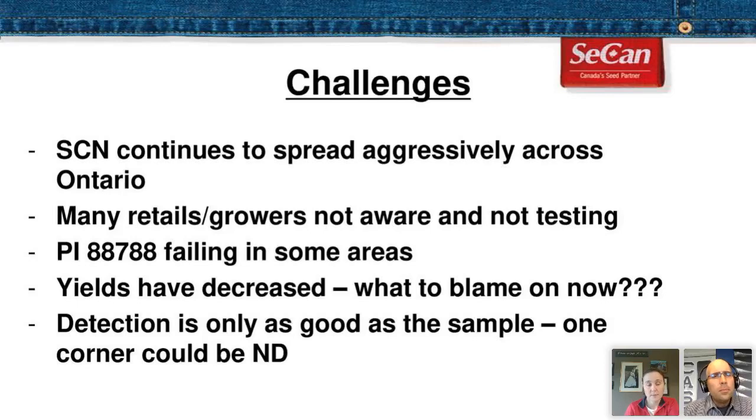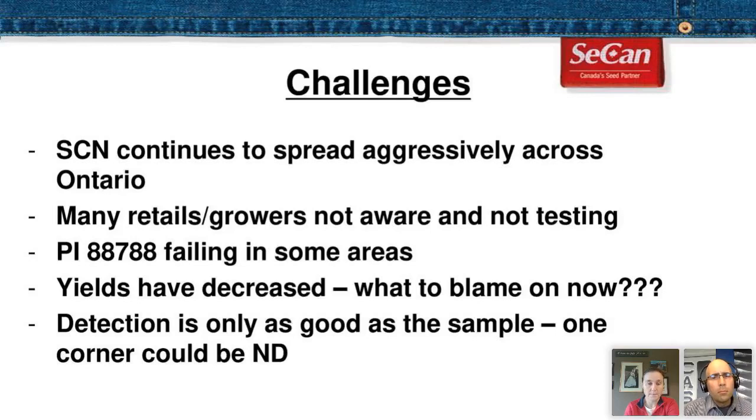Yeah, so I think basically the biggest concern is that people are oblivious to the fact that it's there. You don't really pay attention, in fairness, until it's knocking your yields down substantially. What's happened over a number of years is we've seen yields slowly decrease, but not substantially. And it's easy to blame weather and all of these other issues, because we have had some extremities in Ontario in the last 3 and 4 years. So part of the challenge is that growers aren't aware.